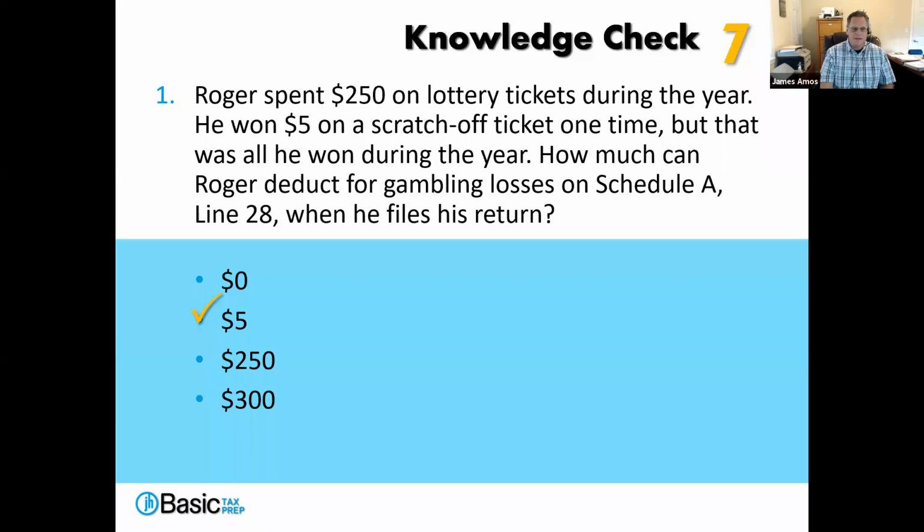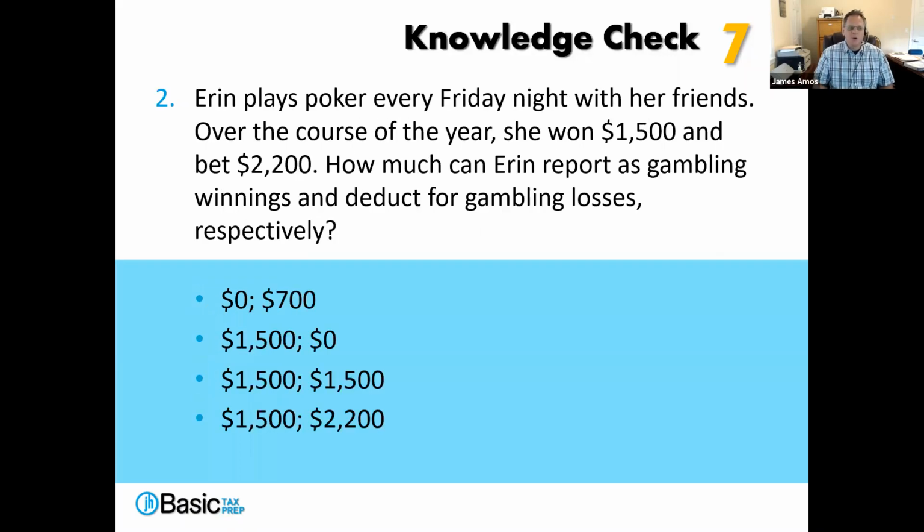But hey, you can. Erin plays poker every Friday night with her friends. Over the course of the year, she won $1,500 and bet $2,200. How much can Erin report as gambling winnings and deductible losses, respectively? So how much does she claim as winnings? $1,500. How much does she take as losses? $1,500. So which answer is correct, A, B, C, or D? C. You guys are all correct.